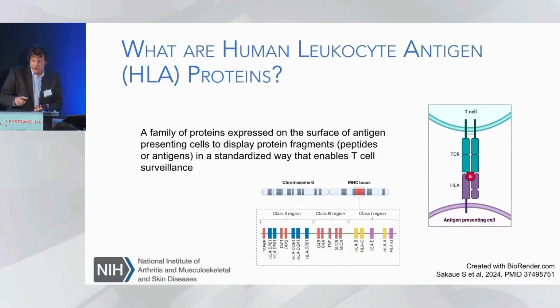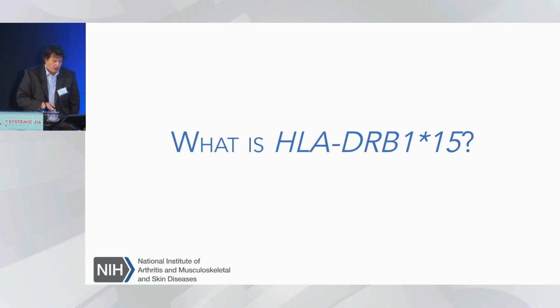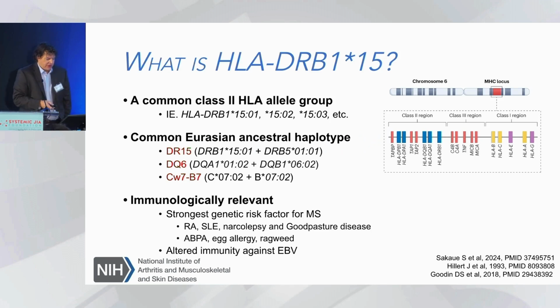You don't inherit a small segment of 10 or 20 or 50 kilobases within the MHC region. You inherit chunks that are 750 kilobases to 1.5 megabases in size. There are large ancestral haplotypes. So what is HLA-DRB1*15? HLA-DRB1*15 is one of these class 2 HLA alleles, which are the ones that present antigens to CD4 helper T cells. HLA-DRB1*15 is an allele group that refers to specific alleles, HLA-DRB1*1501, 02, 03, 04, and that group of 1501 through 1504 make up a serologic group called DR15 that's an ancestral group.